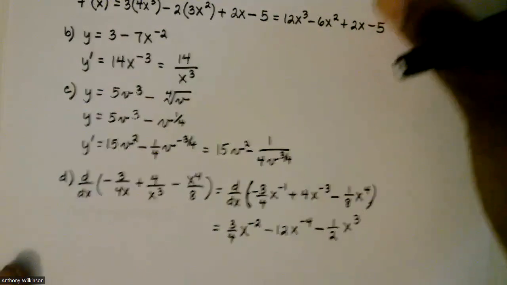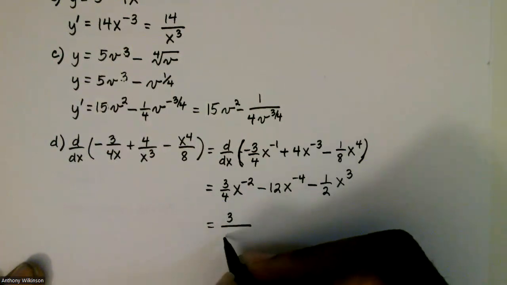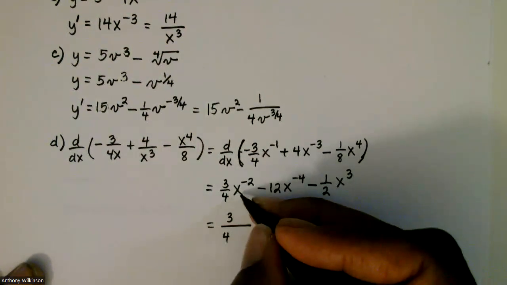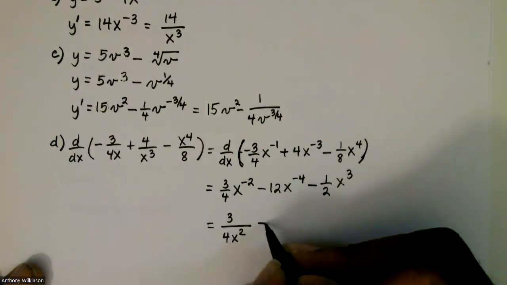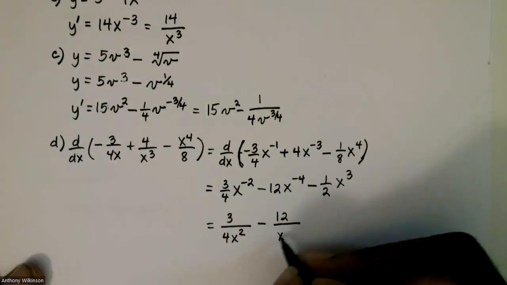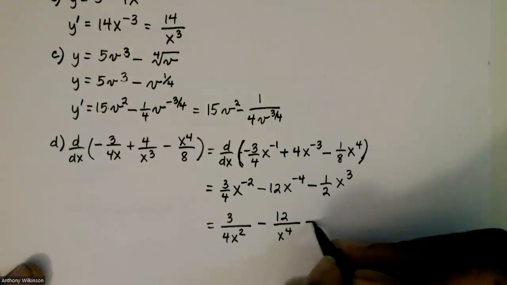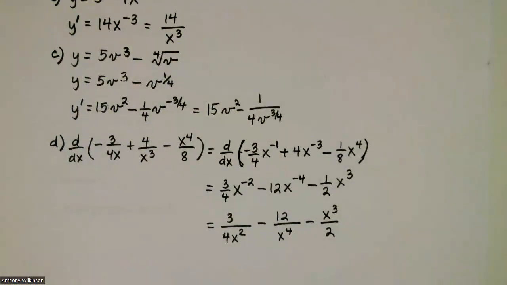Okay. Now, if I simplify this a bit with positive exponents, this will have the 3 in the numerator, the 4 remains in the denominator, x to the negative 2 goes down in the denominator as x squared. So I got 3 over 4x squared minus, and then the 12 stays in the numerator, but that x to the negative 4 would go down in the denominator as x to the 4th minus, now I'll put x cubed in the numerator, the 2 remains in the denominator. So this will be 3 over 4x squared minus 12 over x to the 4th minus x cubed over 2 as a derivative of that function with respect to x.